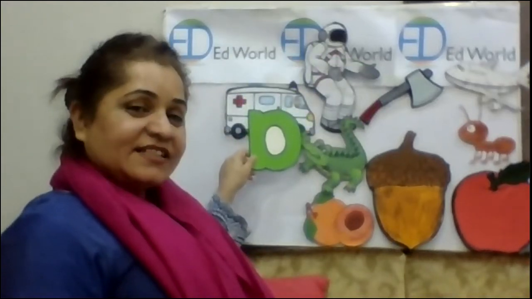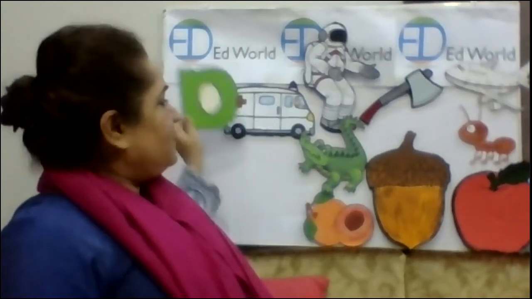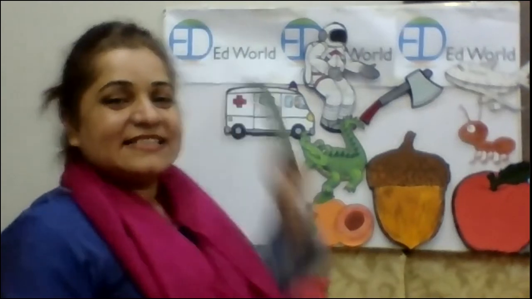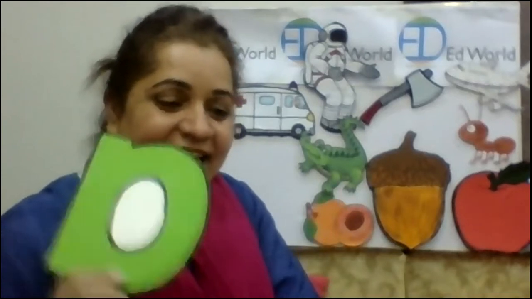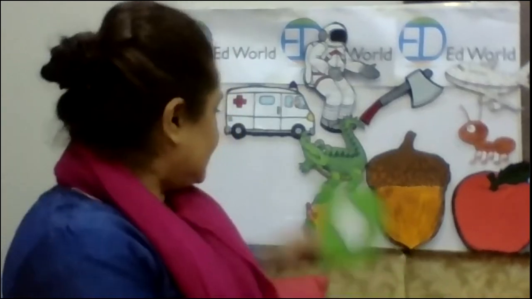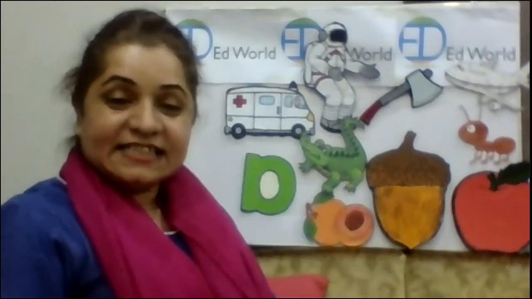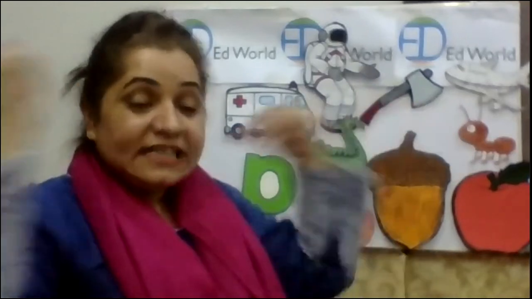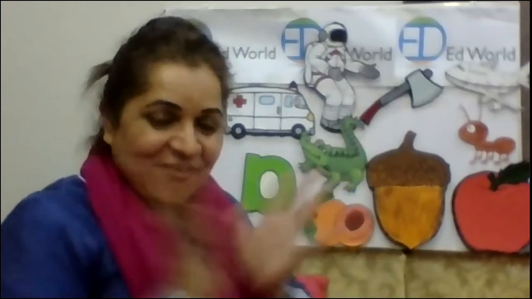alligator, and apricot. Then A for ambulance. A is for ambulance. That's good. See, all of these words start with the letter A, right? There are even so many other things which start with letter A, right?